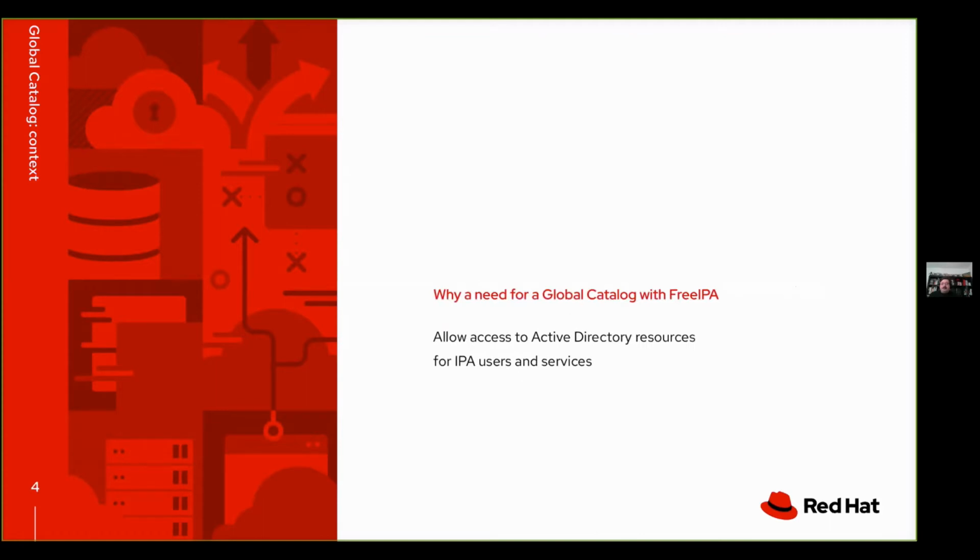So why is there a need for a global catalog with IPA? Because IPA is what people often call Active Directory for Linux. So why do you need this on Linux if your Linux machines do not really need the global catalog? Well, the simplest answer is to allow access to Active Directory resources for users and Kerberos services defined in IPA, but that's only part of the story.